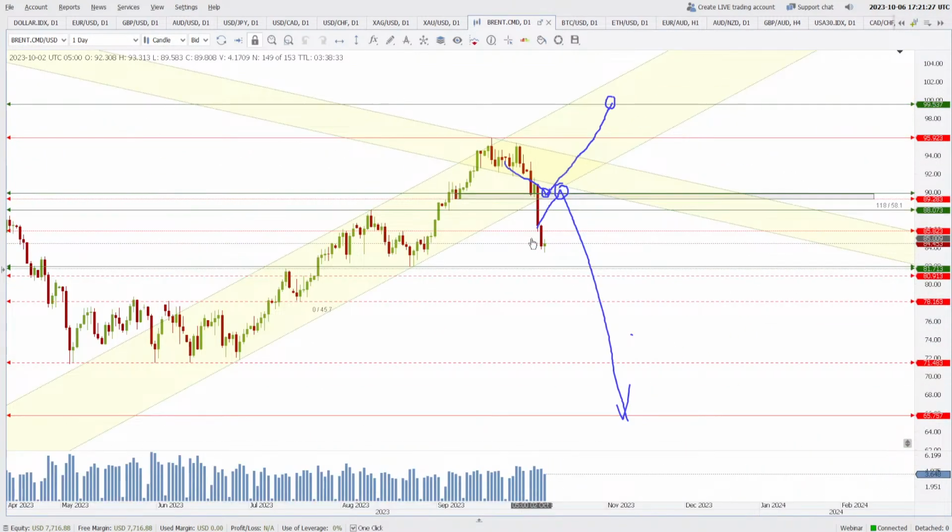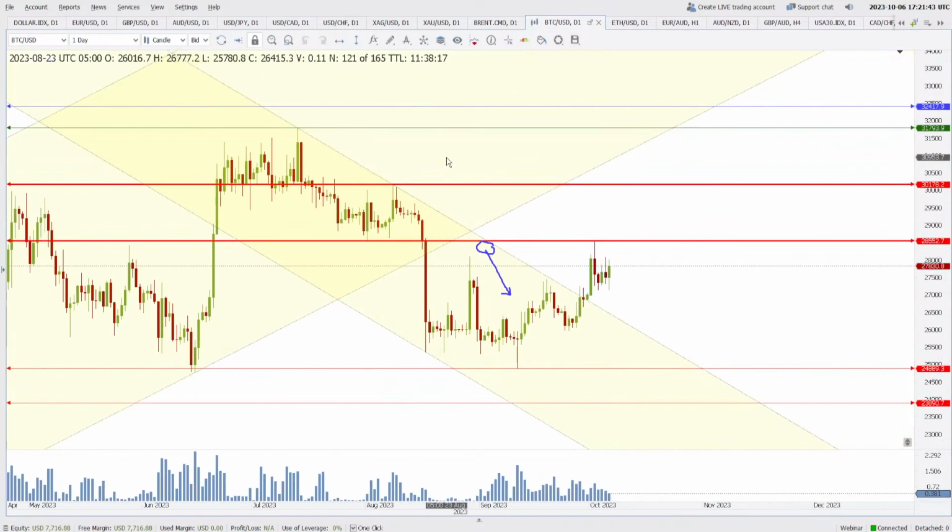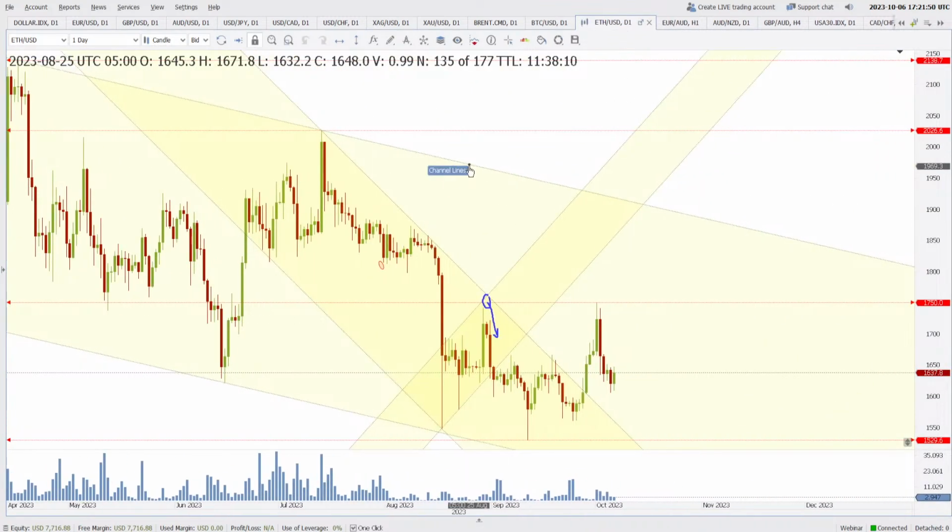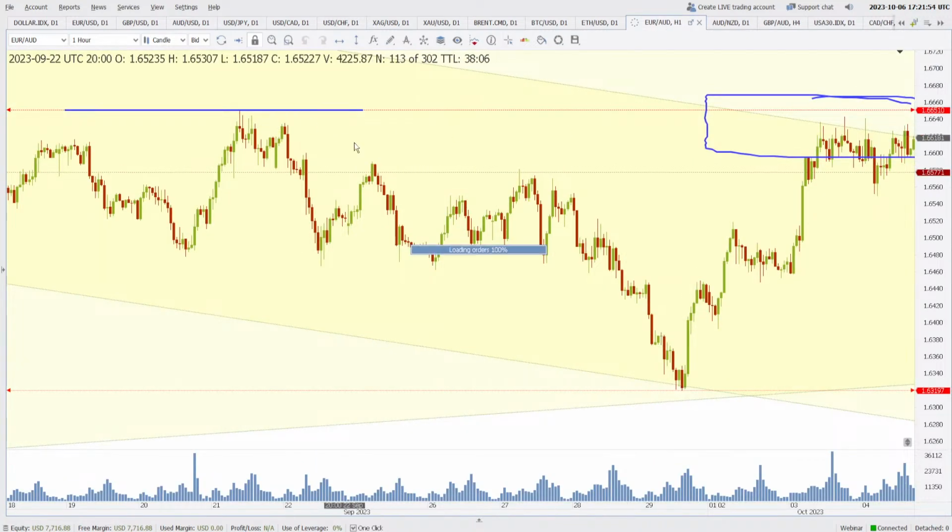Brent finally lost all its value, like I was saying about it yesterday. 81.94 is an area of interest for the buyers. If that holds, fine. If that doesn't hold, then the price may return back to 78 and even to 71. Bitcoin, no interest, nothing is happening. The price is just consolidating here. On Ethereum also nothing is happening. Price is trading.